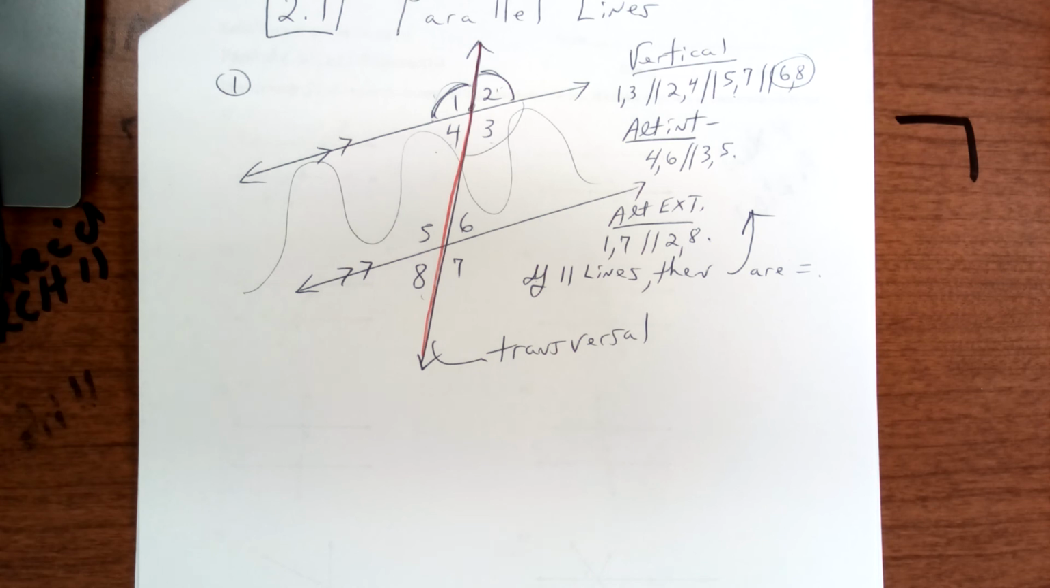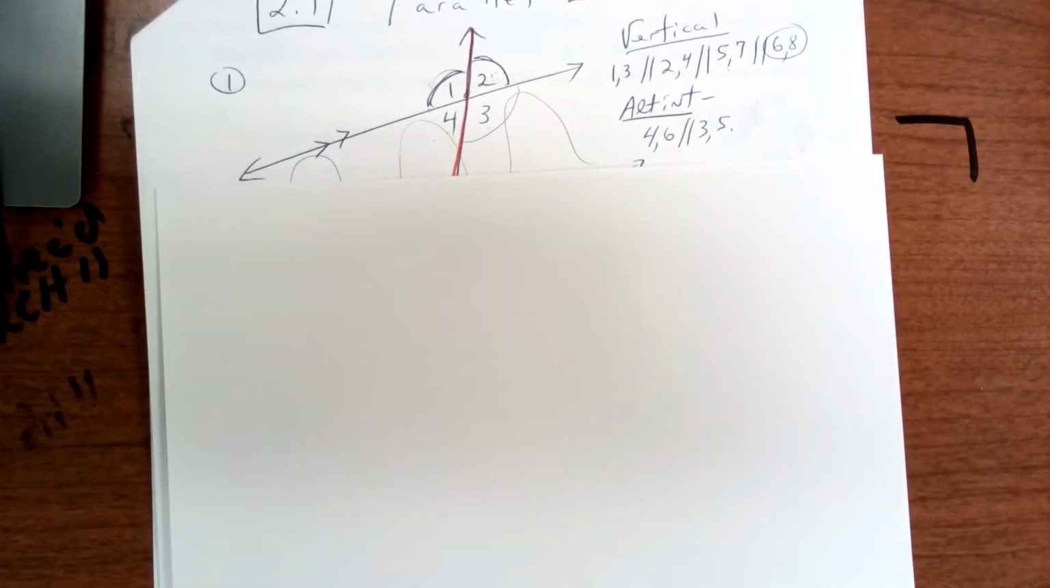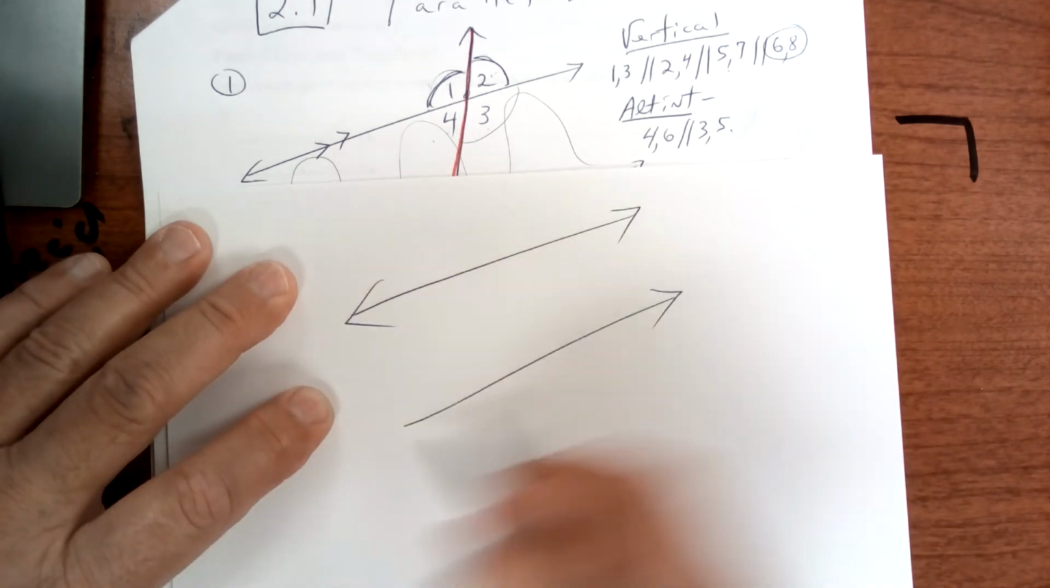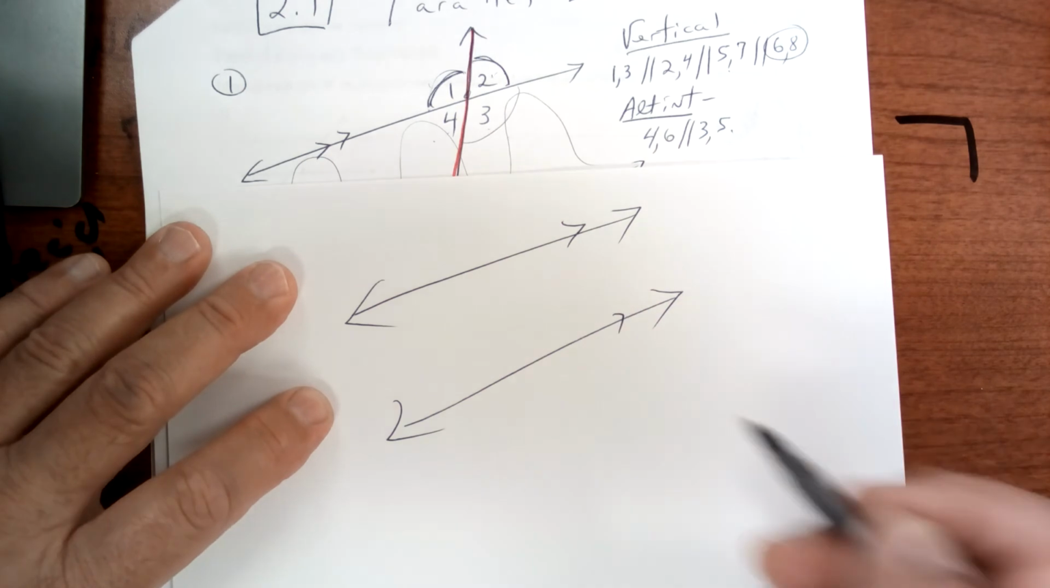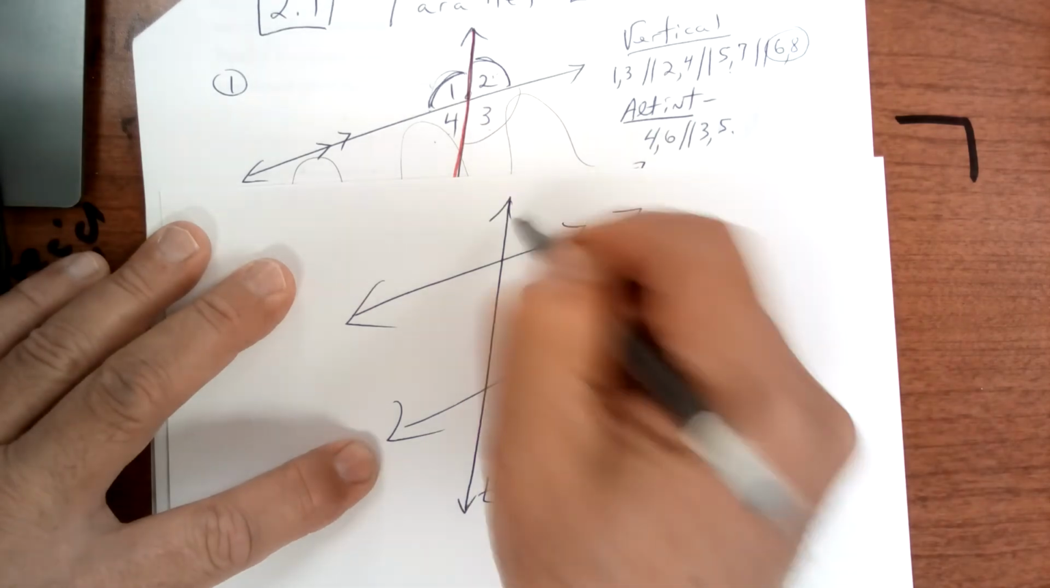We're going to try another one. Okay, it's a lot of stuff here. Draw this diagram. Draw 2 lines. We'll make them parallel, so put double arrows. And then cut it by a transversal, like that. Okay, let's put some numbers in here.